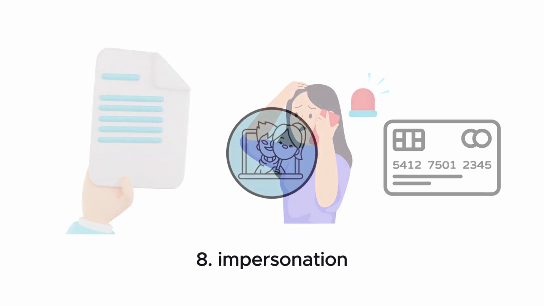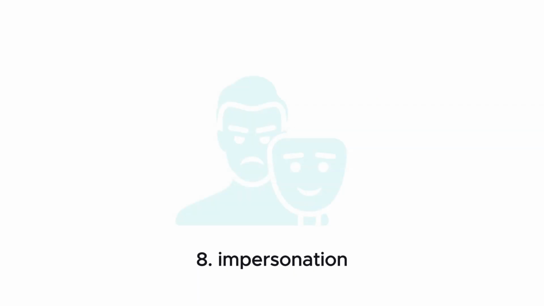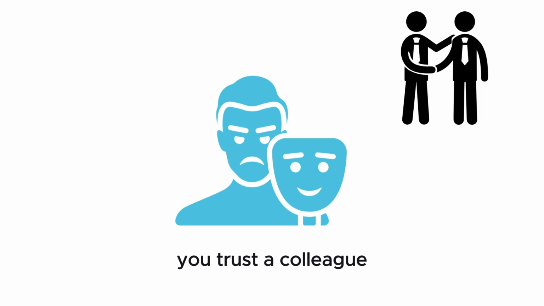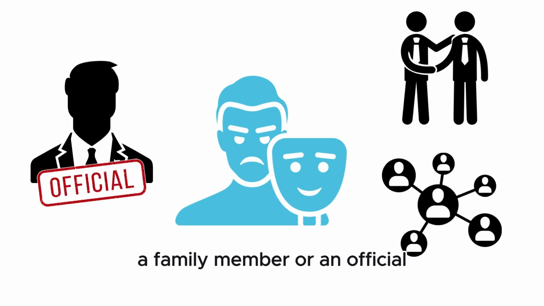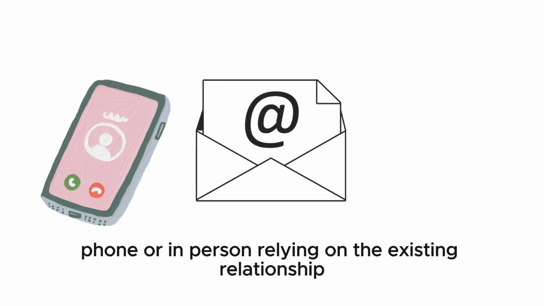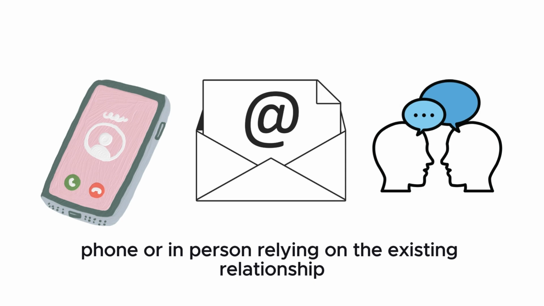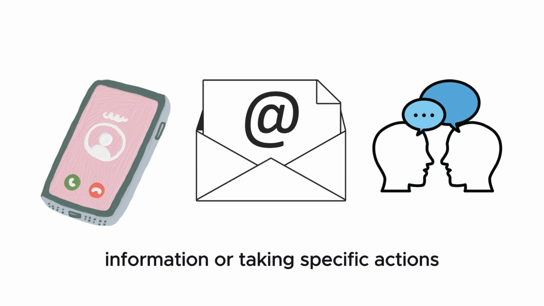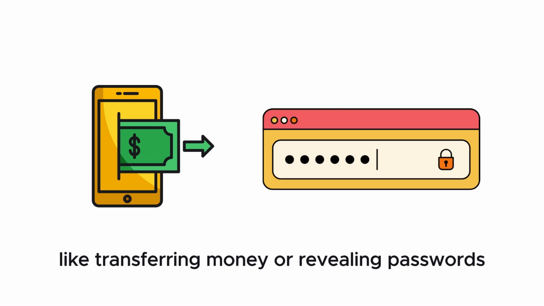8. Impersonation. Impersonation involves attackers posing as someone you trust: a colleague, a family member, or an official. They may reach out through email, phone, or in person, relying on the existing relationship to trick you into providing sensitive information or taking specific actions, like transferring money or revealing passwords.